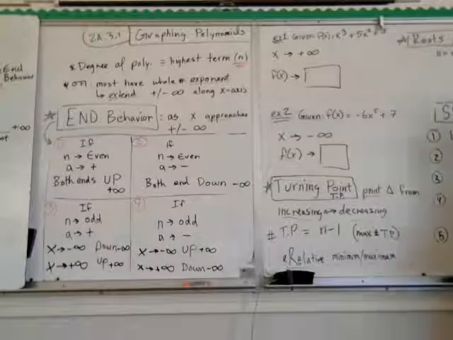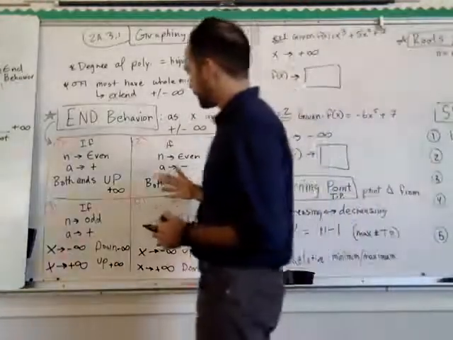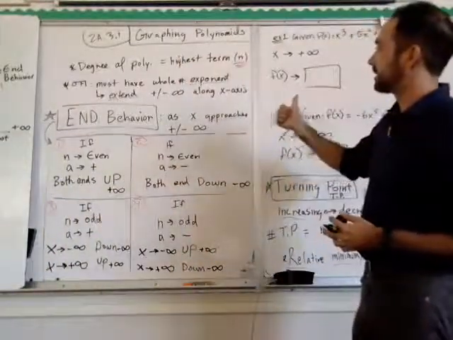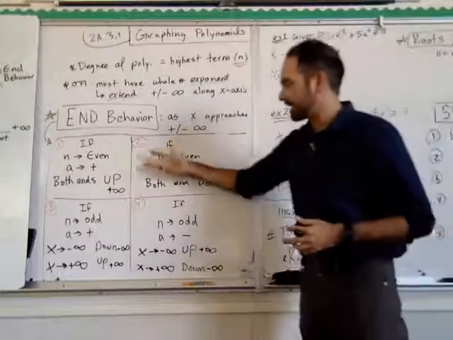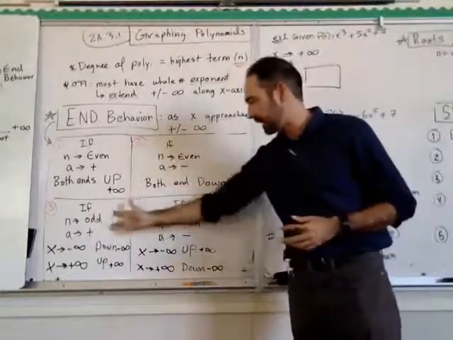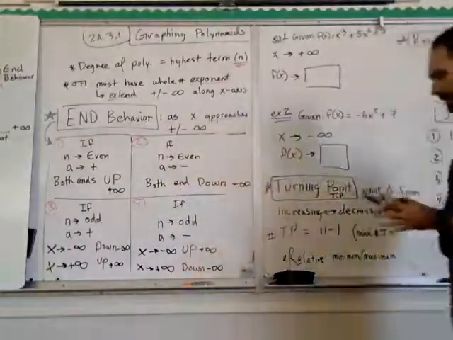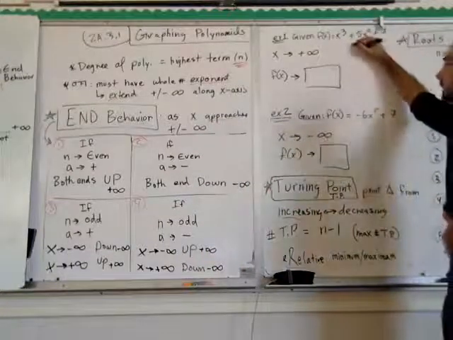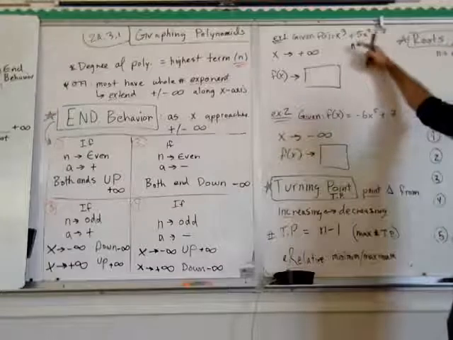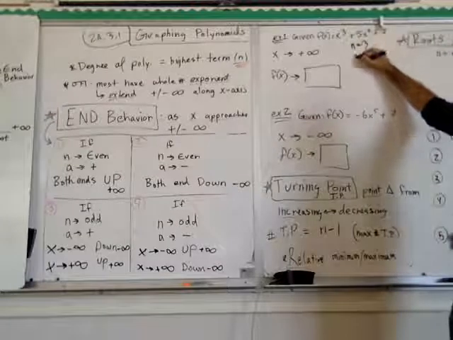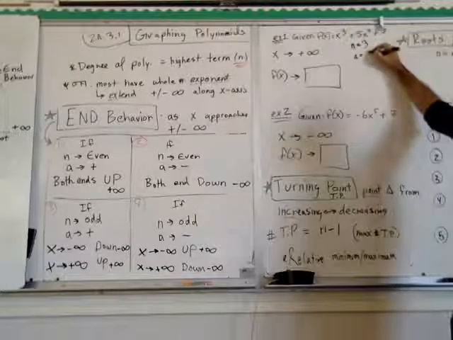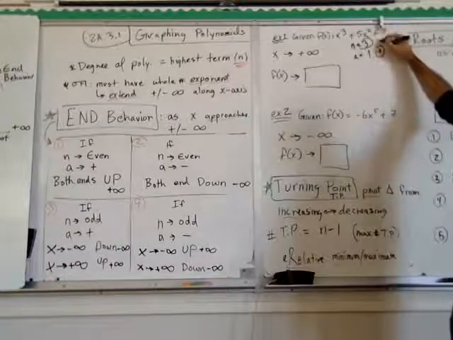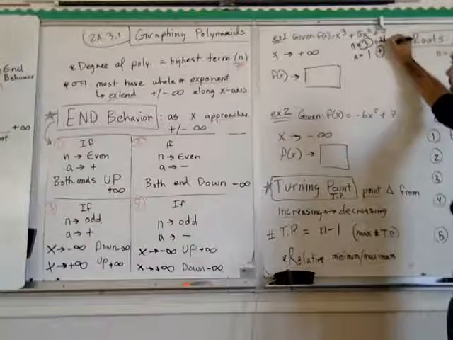Let's get back to this. All we need to do is find our n value, find our a value, and match them up to see what is going to happen at the end of these functions. So help me out with this. What is my n value for this one? 3. What's my a value? 1. So it's positive. We have a 3, which is an odd number.